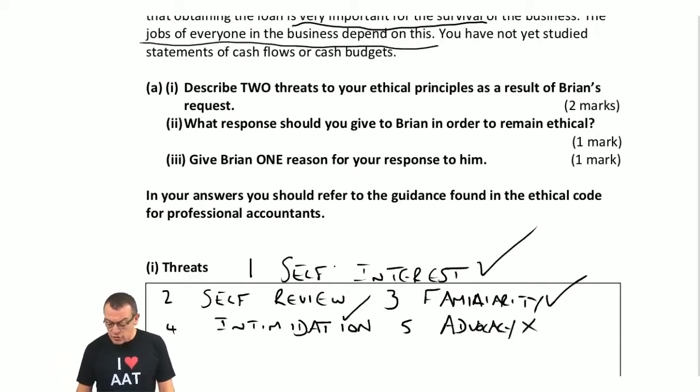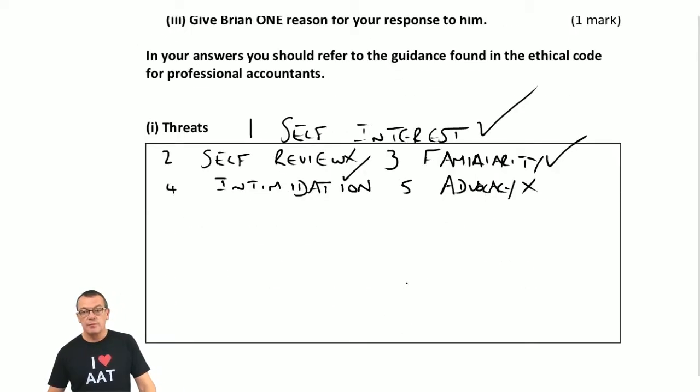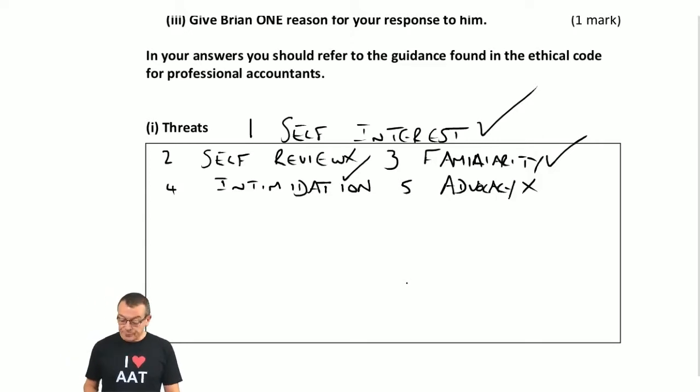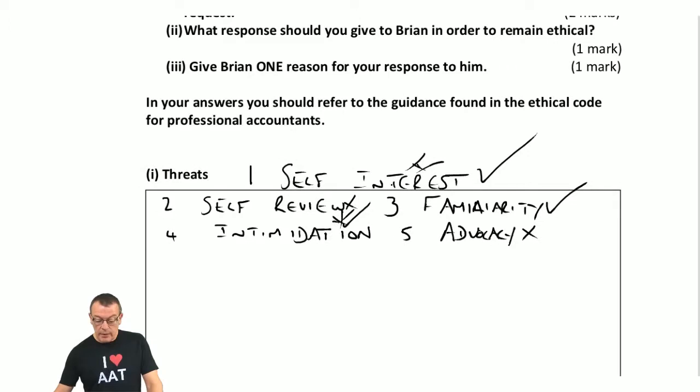So you've got a choice here with three of those, and you need to pick two. So that's the first thing. So choose either of those. And I would go here for probably self-interest as a favourite and intimidation. So these are the ones I would pick out.